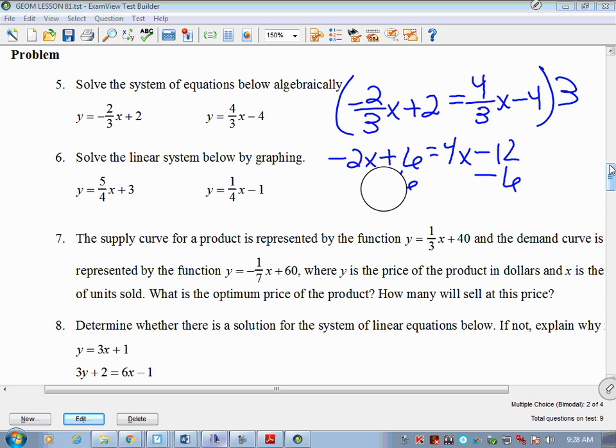My suggestion is that I want to keep things positive as much as possible, right? That way I don't end up having to divide by a negative in the end. Add 12, okay? And do what? Do what with this 2x? Add 2x to both sides. All right, what's 6 plus 12? 18. And what's 4x plus 2x? 6x. What does x equal? 3. All right, are we done?